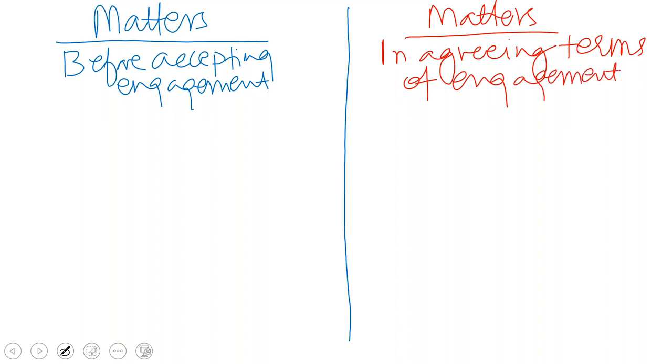Now, interestingly, this carries 6 marks. Whenever you are agreeing the terms of engagement, whether it is for audit or for a non-audit service, it will not make any difference. Irrespective of the type of service, it will not make any difference to your answer. Same happens before accepting. Whether you are accepting audit or non-audit will not make any difference to your answer. So before accepting, in agreeing, can it be applied to any service?